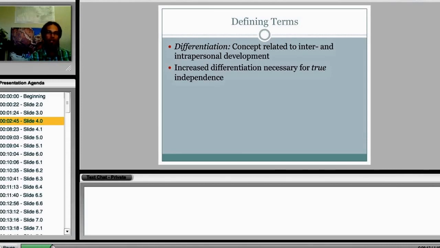As I mentioned, Dr. Murray Bowen is one of the founders of the field of family therapy.